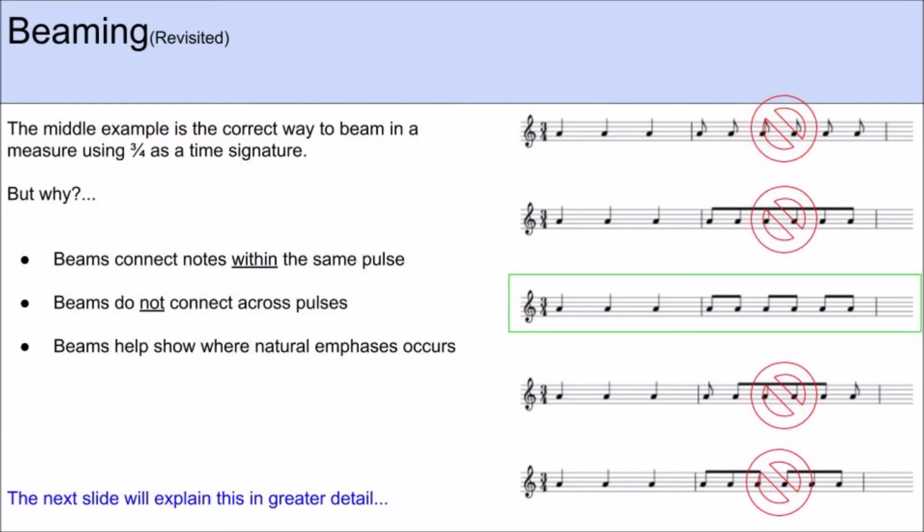If you chose the middle example, you would be correct. The middle example is the correct way to beam in a measure using 3/4 as a time signature. Why is this? I have here 3 bullet points that may aid you in understanding why this is. Beams connect notes within the same pulse. Beams do not connect across pulses. Beams help show where the natural emphasis occurs in a measure.